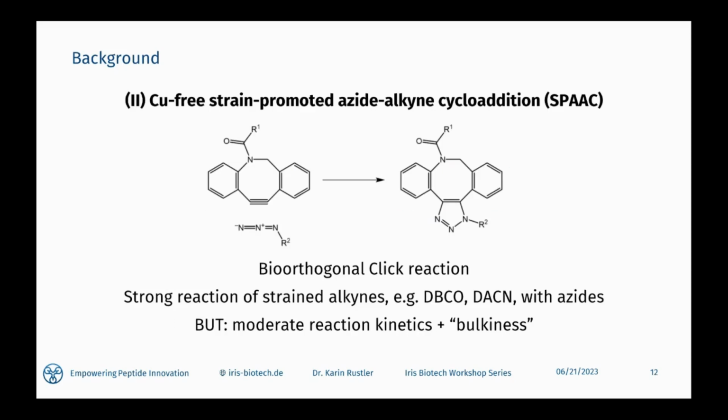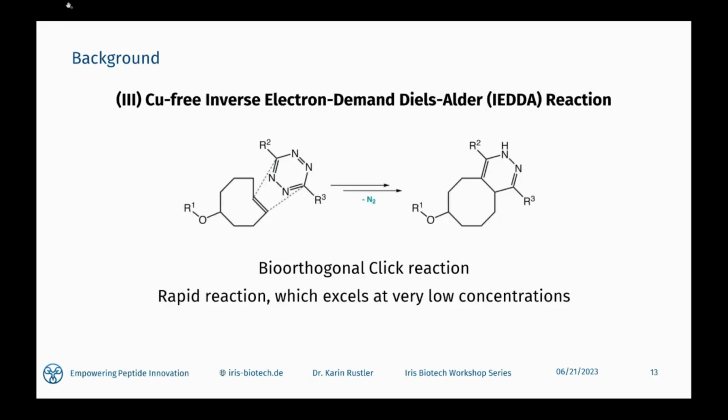The second generation is based on the reaction of a strained alkyne, such as DBCO, for example, as you can see on the slide, with an azide. However, also here there is a drawback. These strained alkynes usually show only moderate reaction kinetics and are very bulky and rather hydrophobic. The third type is not the usual azide-alkyne reaction, but it is based on the reaction of a tetrazine with a strained alkene.